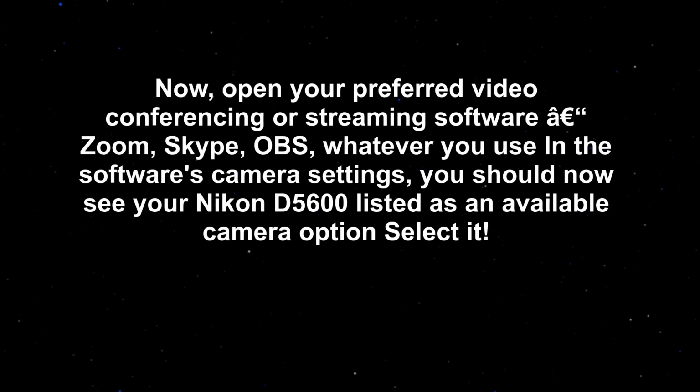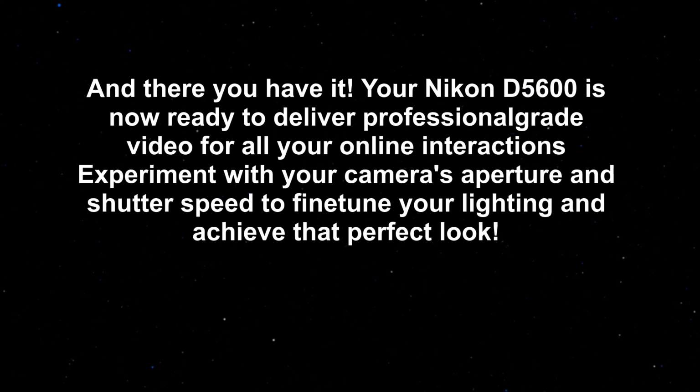Now, open your preferred video conferencing or streaming software: Zoom, Skype, OBS, whatever you use. In the software's camera settings, you should now see your Nikon D5600 listed as an available camera option. Select it, and there you have it. Your Nikon D5600 is now ready to deliver professional-grade video for all your online interactions.